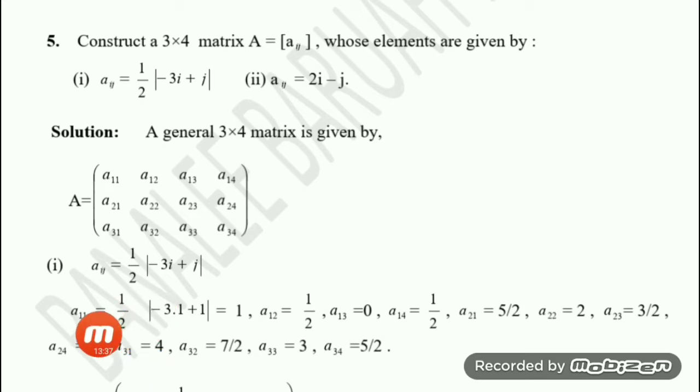A11. So in the place of i we have to put 1. In the place of j I have to put 1. So A11 is obtained by half modulus of minus 3 into 1 plus 1. What is the calculated value? Minus 3 plus 1 is minus 2 within modulus. Modulus of minus 2 is 2. 2 divided by 2 will give you 1. Similarly, I had calculated these values.